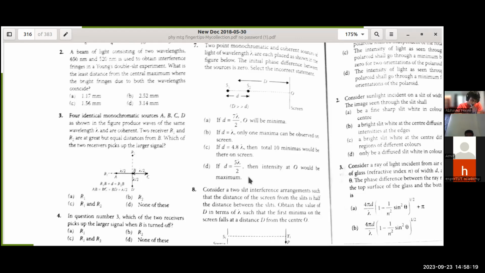Two receivers R1 and R2 are at great particular distance from B. Two receivers are at great but equal distance. Which are the four? Four identical voltages, the same way. Coherent. A B C D.